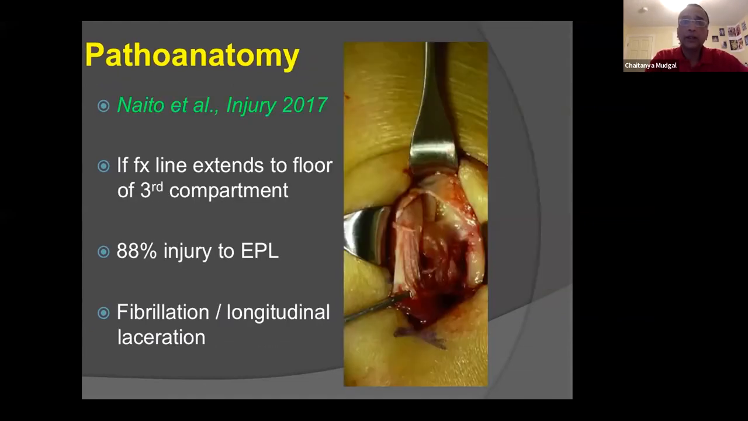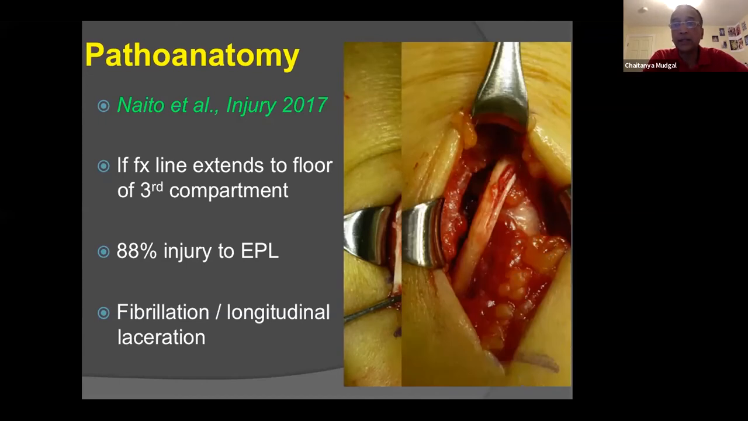Now, Naito and colleagues looked at this in 2017, and they did a CT analysis of fracture lines which extend to the base of the third compartment. And what they found was 88% of these patients had an injury to the EPL. Now, I must say that when they found that the fracture line extended to the floor of the third compartment on the CT, they opened up the third compartment and took a look at the EPL. And you either found fibrillation as seen on this picture or these longitudinal rents as seen in this one.